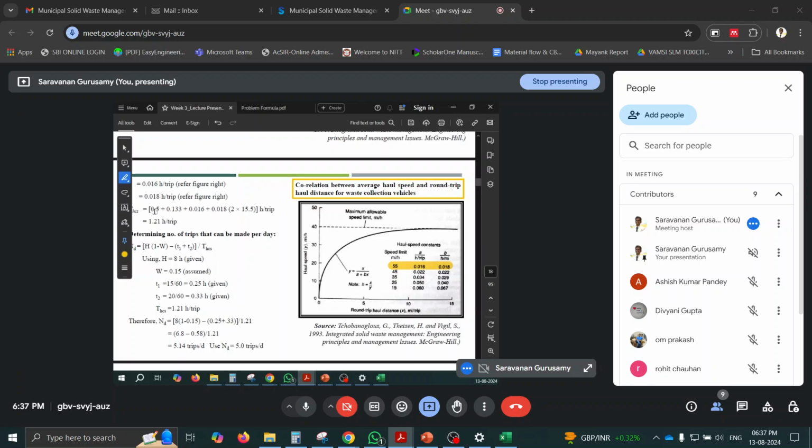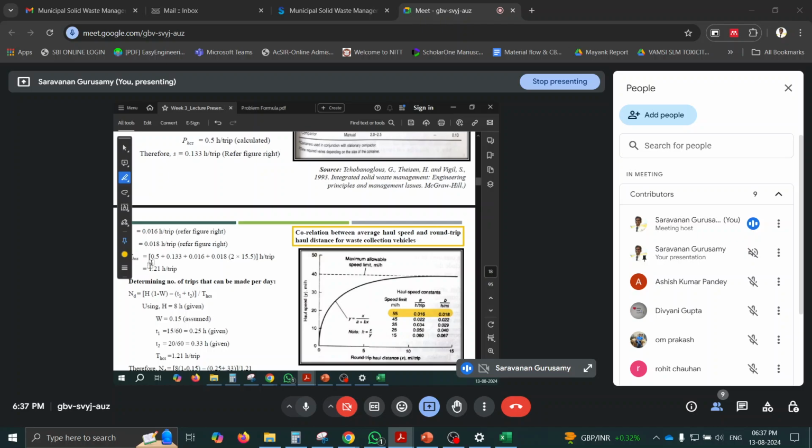So if you put P, S, and then A plus BX, where X is, as I mentioned, 15.5 miles for one way. If you are calculating for both ways, that is a round trip, you have to multiply by 2. So you can find the time required for one trip as 1.21 hours per trip. For one trip we need 1.21 hours.